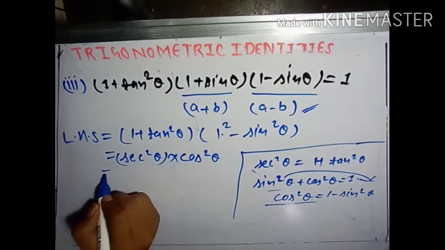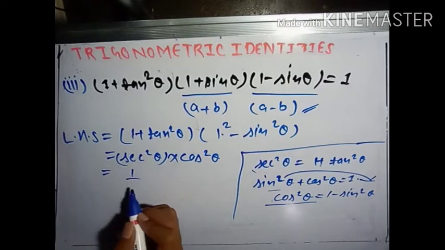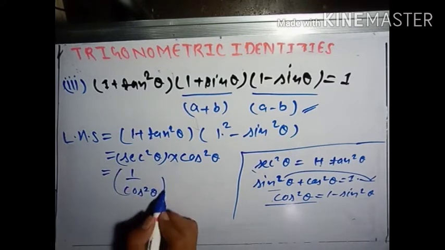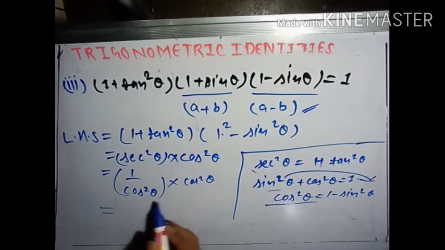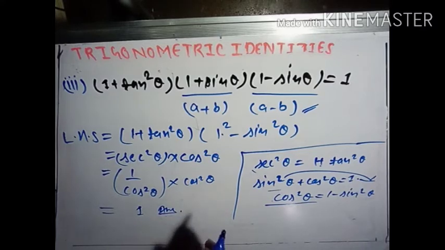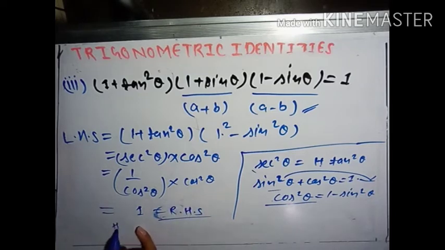Now look, sec square theta is the reciprocal of cos square theta. Sec square theta multiplied with cos square theta, now they cancel and it becomes 1. So 1 is the final answer. Not answer, the proof is done. So it becomes equal to RHS. Okay, understand? Hence this one is also proved. So move to next example.